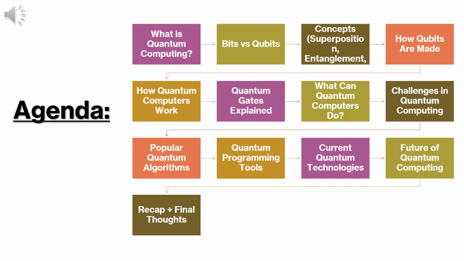Here's what we'll cover today. We'll start by understanding what quantum computing really is, then compare it with traditional computing. After that, we'll explore the weird but amazing concepts like superposition and entanglement. We'll also look at how quantum computers are built, how they run, what they can do, the challenges they face, and where things are headed in the future.